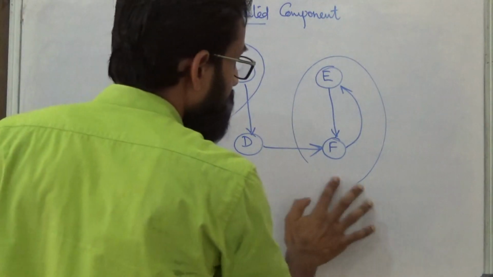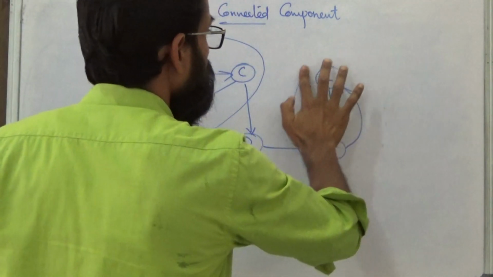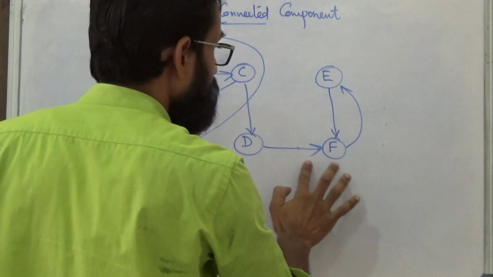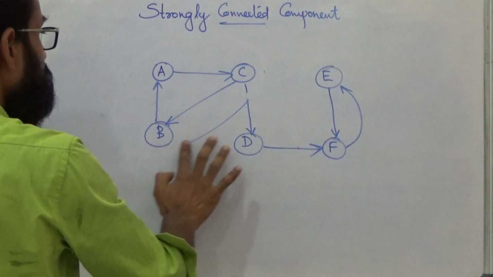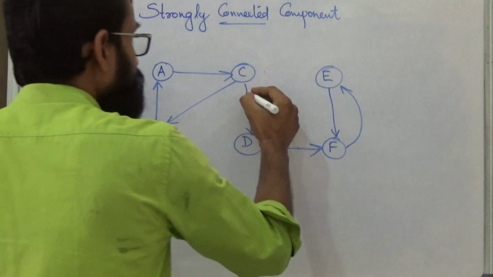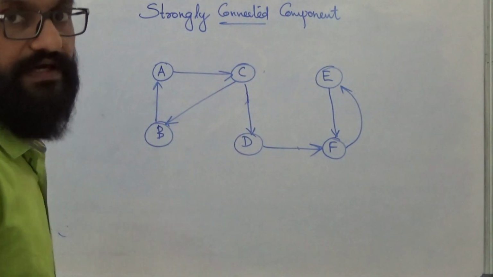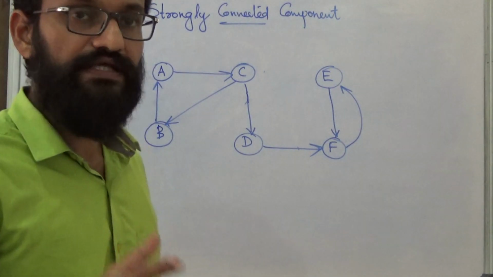So a strongly connected component of a directed graph is a maximal subgraph in which there exists connectivity between any pair of vertices, or there exists a path between any pair of vertices.